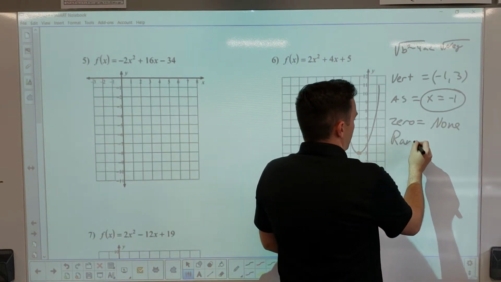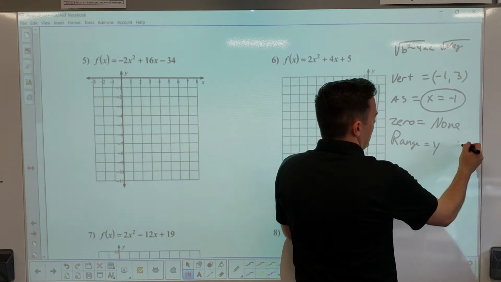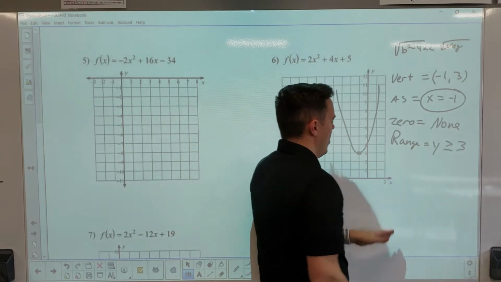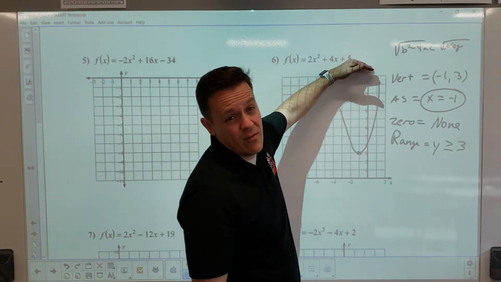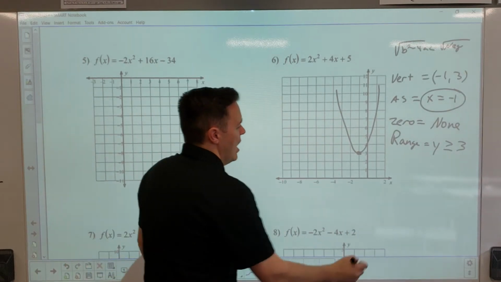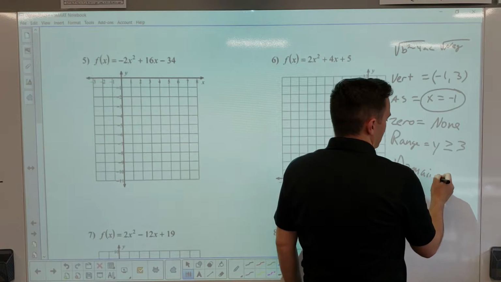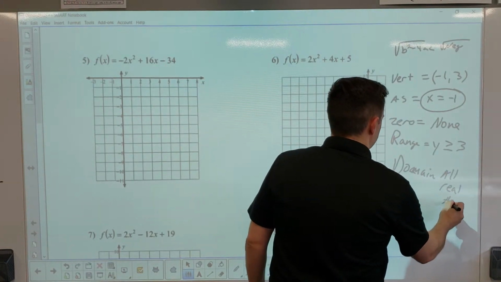Range is y, and then it's 3. The question is which one's greater? Well, in this case, it's the y, right? Because it goes through 3, and it's every value greater than 3 vertically speaking. And the domain is all real numbers, because this never stops going left to right. All real numbers.